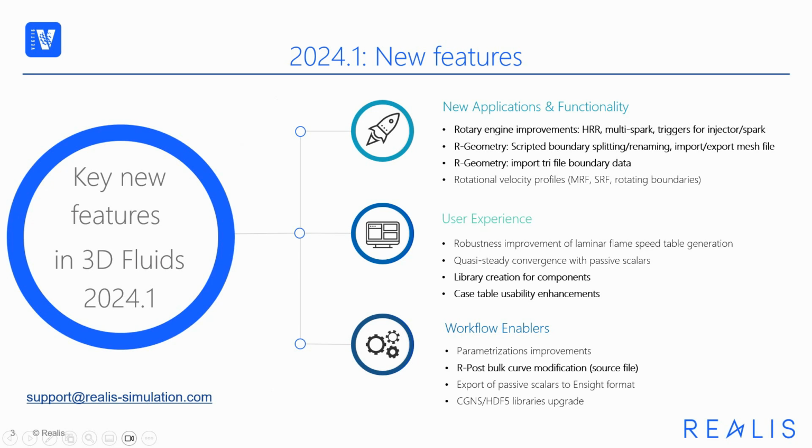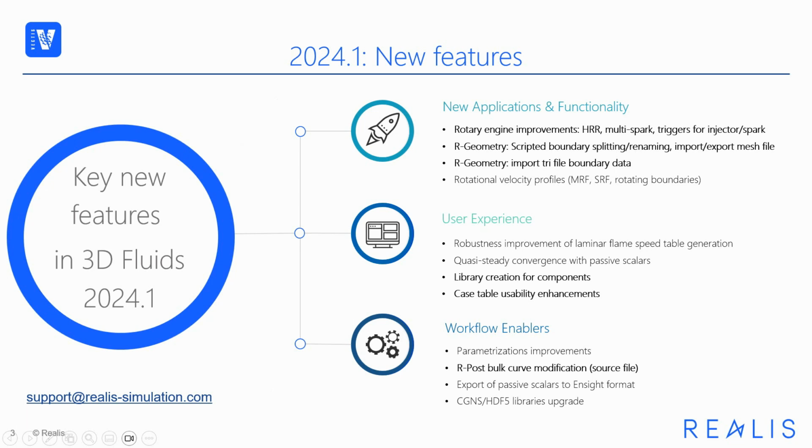Under the new Applications and Functionality header, we have bolstered our modeling capabilities for rotary engine simulation. Our geometry improvements also enable the automation of even more complex pre-processing workflows. And the transition from our legacy pre-processing tool Phase 1 to our geometry is made seamless through the import of boundary data stored in tri-files. Finally, additional options for rotational velocity specification offer an increase in robustness when simulating rotating fluid domains or rotating boundaries.